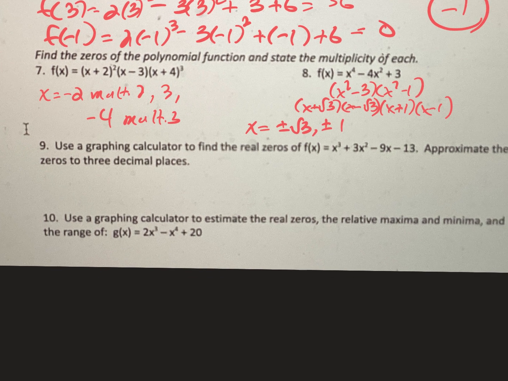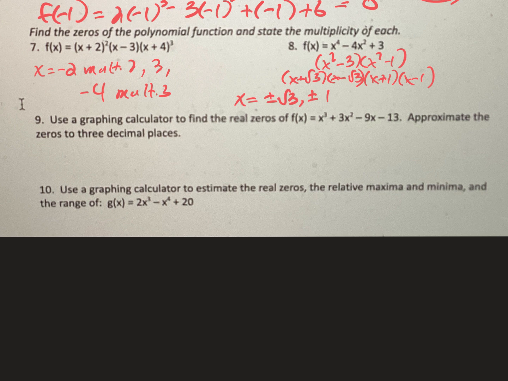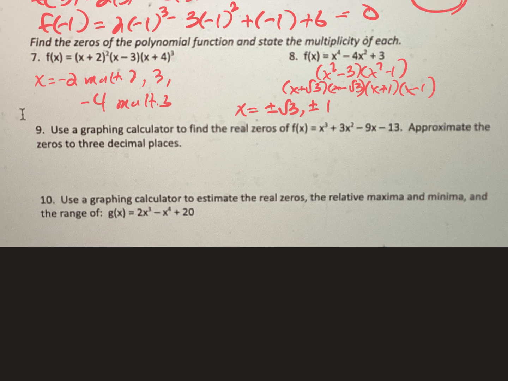Number 9, use the graphing calculator to find the real zeros of this, approximate the zeros to 3 decimal places. This is where we graph it. We try to find the x-intercepts. We're using second calc number 2 and going left bound, right bound. I'm going to do that real quick, and I'll be right back with your zeros. Okay, guys, and here's what I'm getting. I got 3 decimal places, 2.545, also negative 4.378, and negative 1.167.